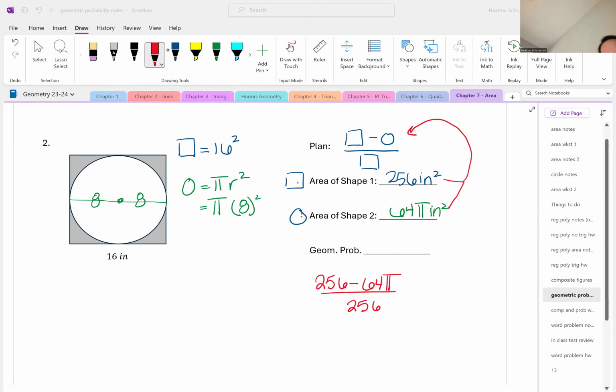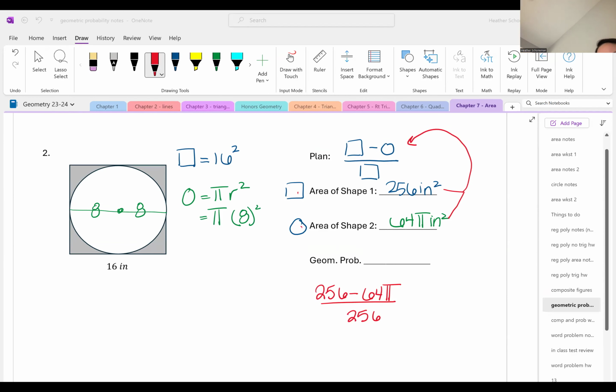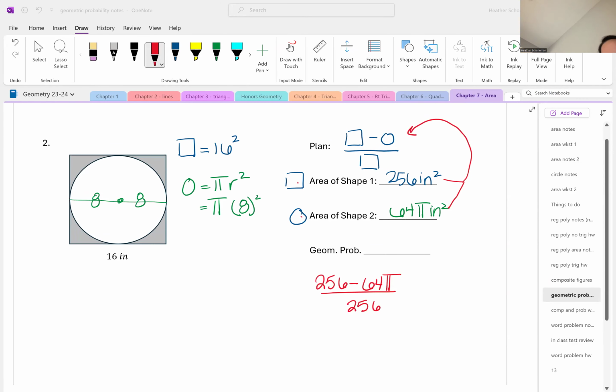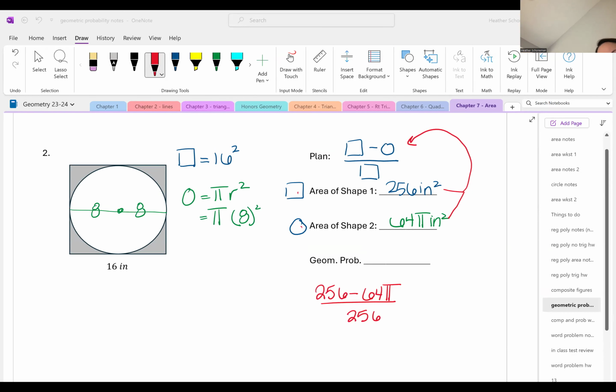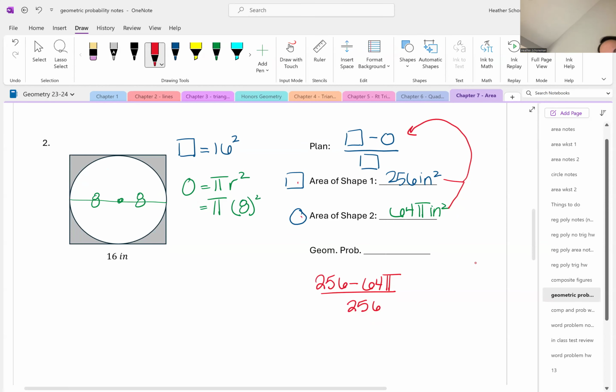So in our calculator, 256 minus, I forgot the number, my bad, 64 pi, there you go, minus 64 pi, and then we hit enter, and then we're going to divide it by 256, and my answer is going to be, to the nearest whole percent, 21%. And again, nearest whole percent, we're basically rounding to two decimal places. So it's going to be 21%.